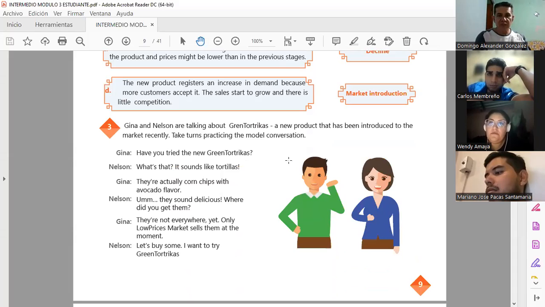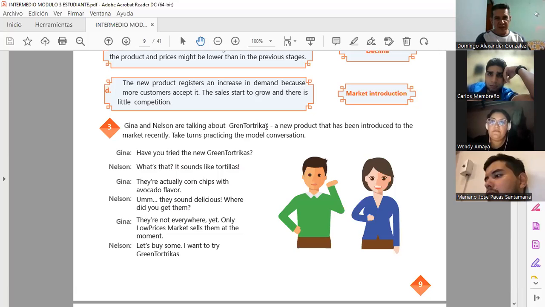Gina, I need to clarify this. Gina is not a chancleta. Gina is a person, right? Understand? Okay. Gina and Nelson are talking about green tortricas. It's a product like churritos, you know, churritos. A new product that has been introduced to the market recently. Take turns practicing the model conversation. Okay, I will read for you and later I will ask some students to help me.